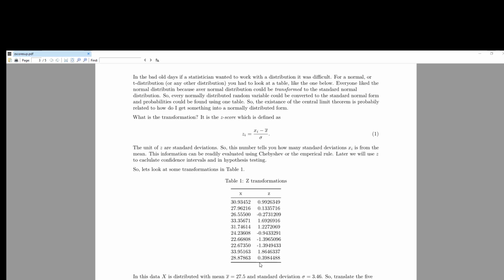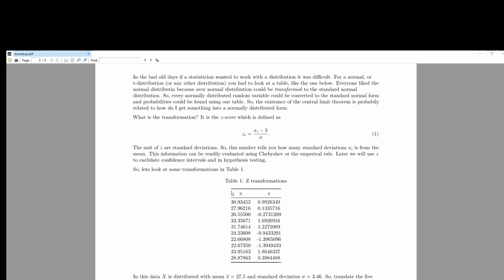Now, is it because we thought everything was normally distributed? Absolutely not. What it was all about was that the tables that gave probabilities were the easiest to carry with you if a distribution was distributed normally. So we could take any distribution that existed and transform it into its standard normal equivalent form and do some calculations. So what is this transformation?